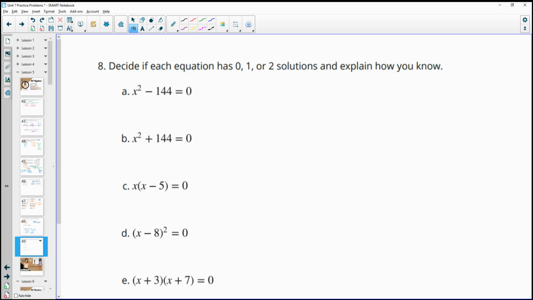Number 8, decide if each equation has 0, 1, or 2 solutions and explain how you would know. So you can do this a lot of different ways. If you wanted to graph this, you certainly could. If you graphed it using Desmos and then you zoomed out, you would see that this one looks something like this. Maybe you even know from transformation form that this would just pull it down to negative 144. So then this is going to have 2 solutions because we see it cross the x-axis at 2 places. So that's one way you could think about it.